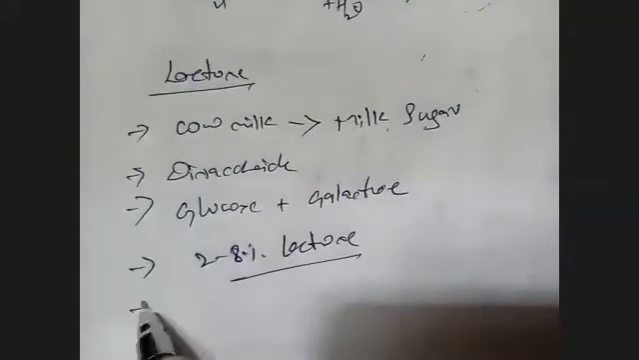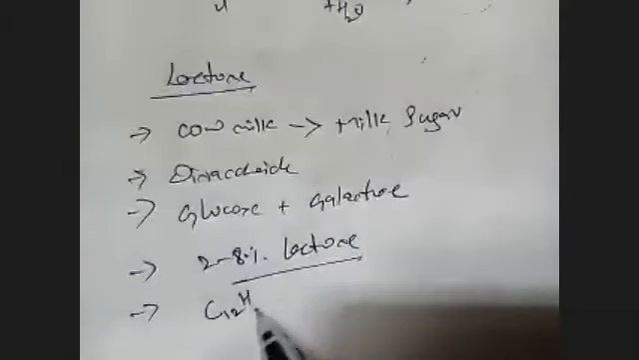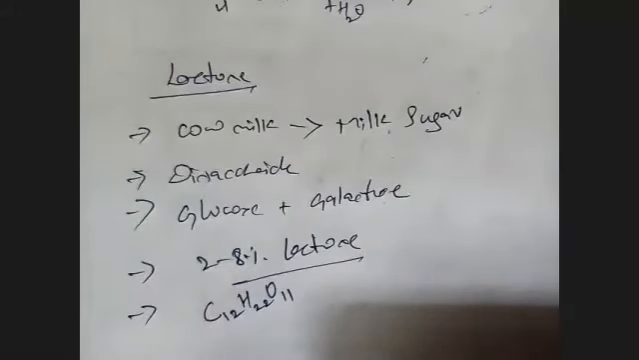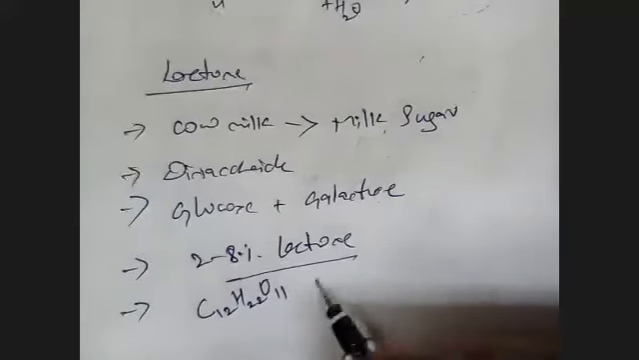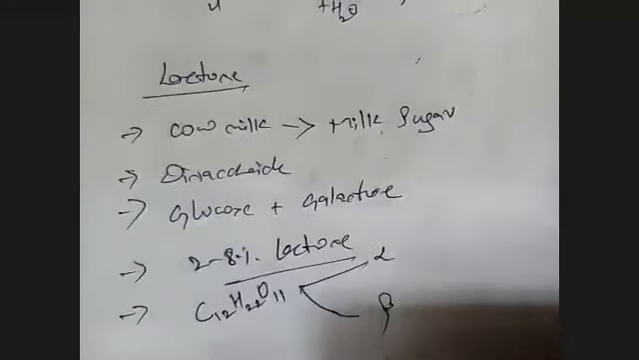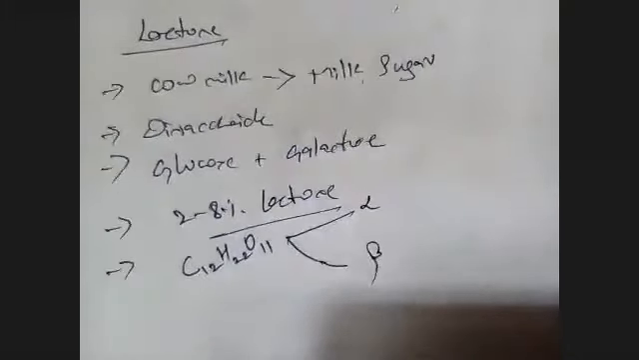It has the molecular formula C12H22O11. And it exists in two forms, the same as we read for maltose, that is the alpha form and the beta form. Okay.